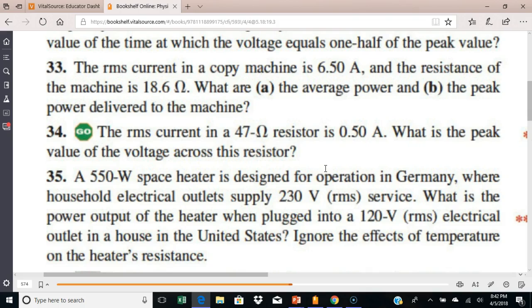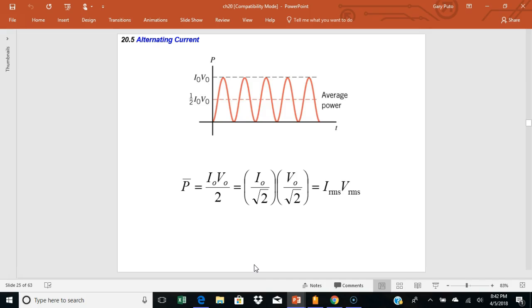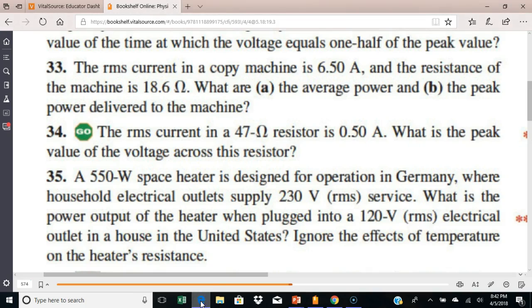Okay, what's the peak power? Well, the peak is twice the average, isn't it? The peak is twice the average. Okay, so basically what you have is 2P. So the peak power is going to be 1,572 watts. Again, pretty straightforward. All right.